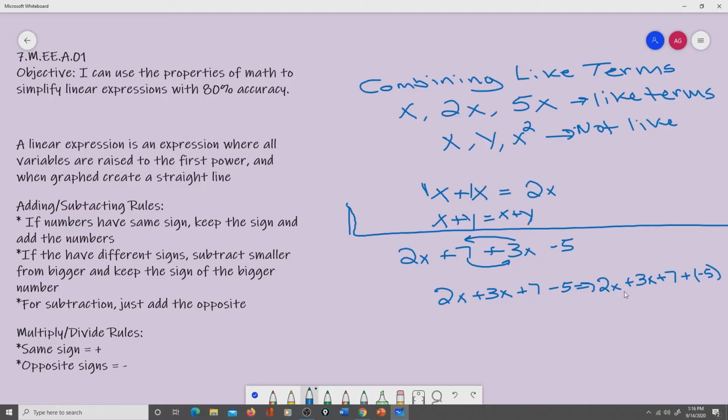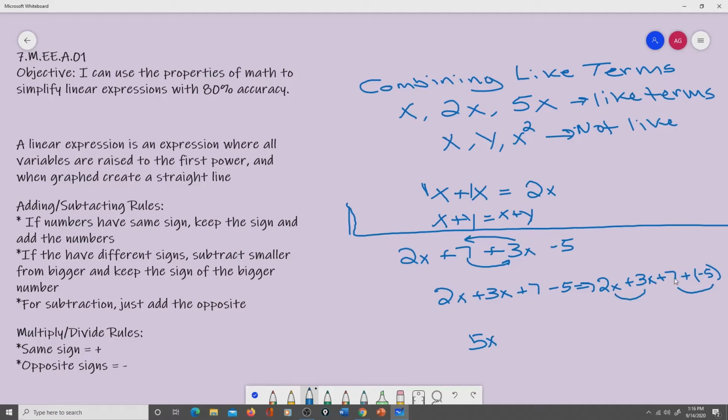Okay? And now this is really nice, because I can look at these two terms and go, well, those are like, and these are like, so I can combine those. So if I have 2x's and I add 3x's, then I have 5x's. Okay? Same thing with apples. If I had 2 apples and 3 apples, I have 5 apples.